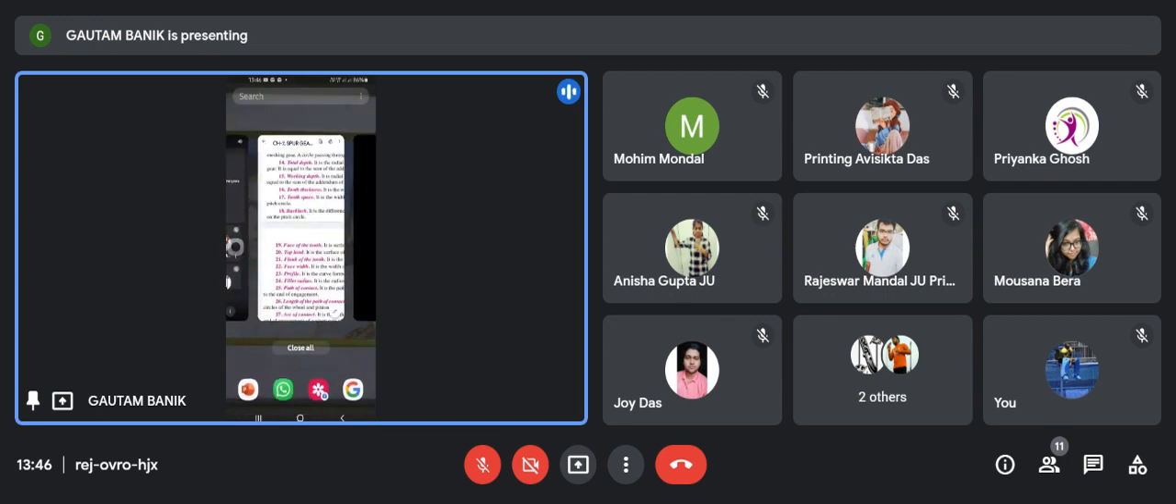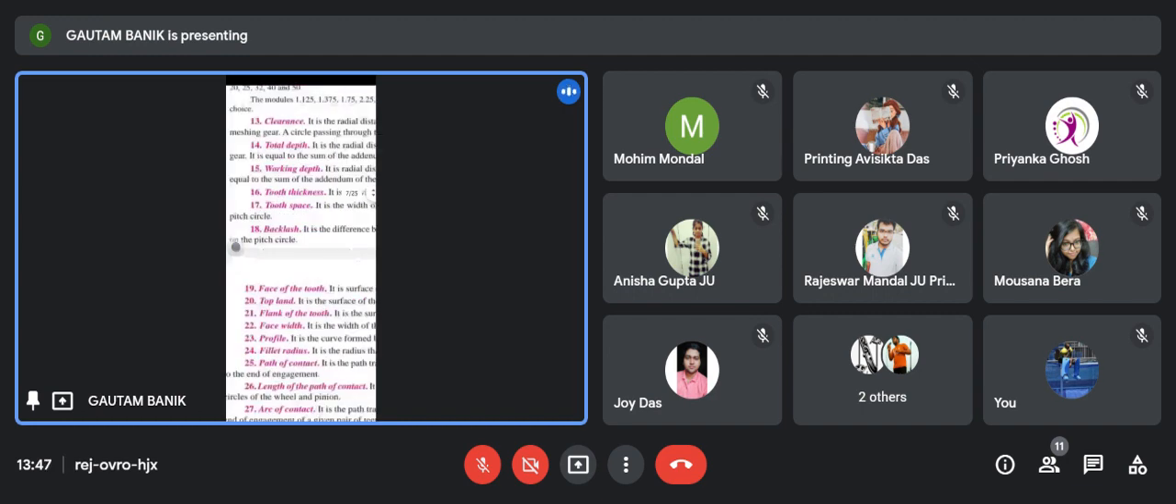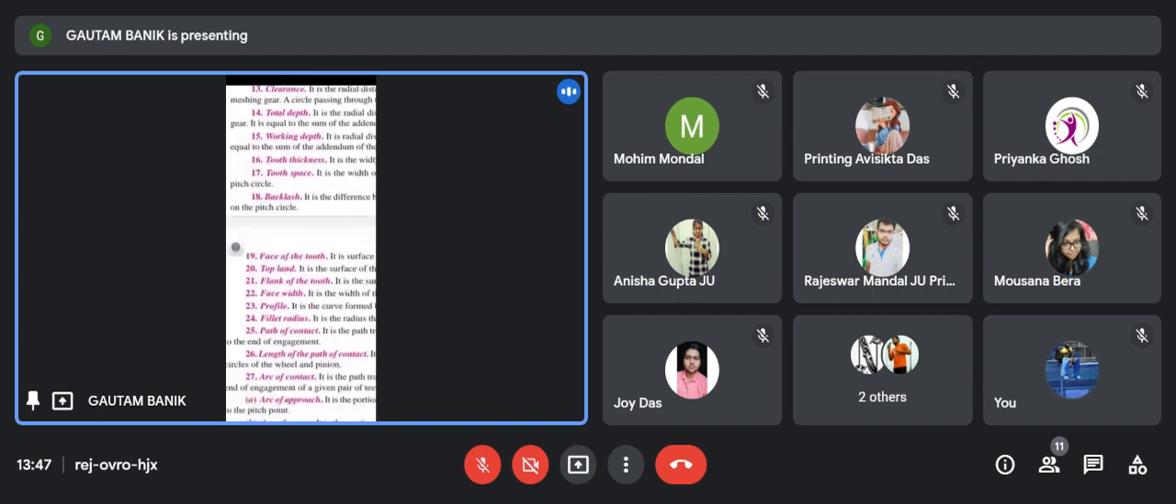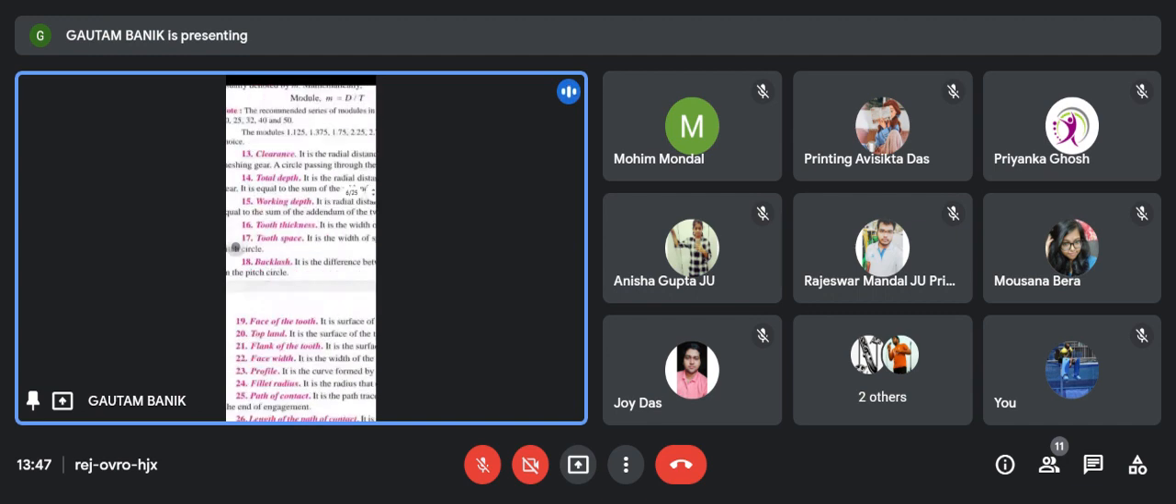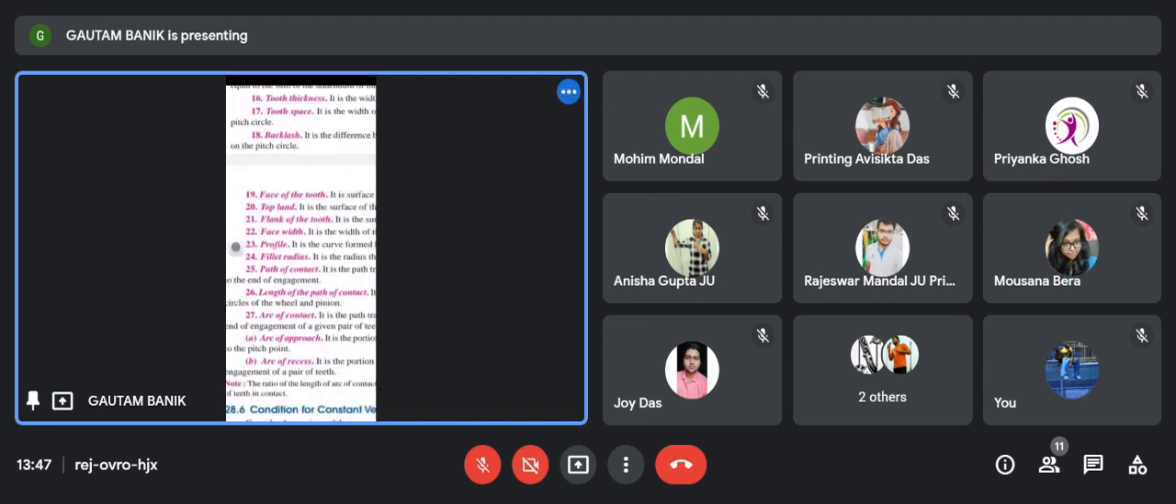Now again, this is the backlash, and then the face width and top length. I will get top length, flank width, and face width, profile. Sorry, not face width, flank width. Flank width means how much thickness. Profile and fillet radius. Fillet radius is another one. Also pitch of contact, length of the path of contact, arc of contact, and arc of approach and recess.